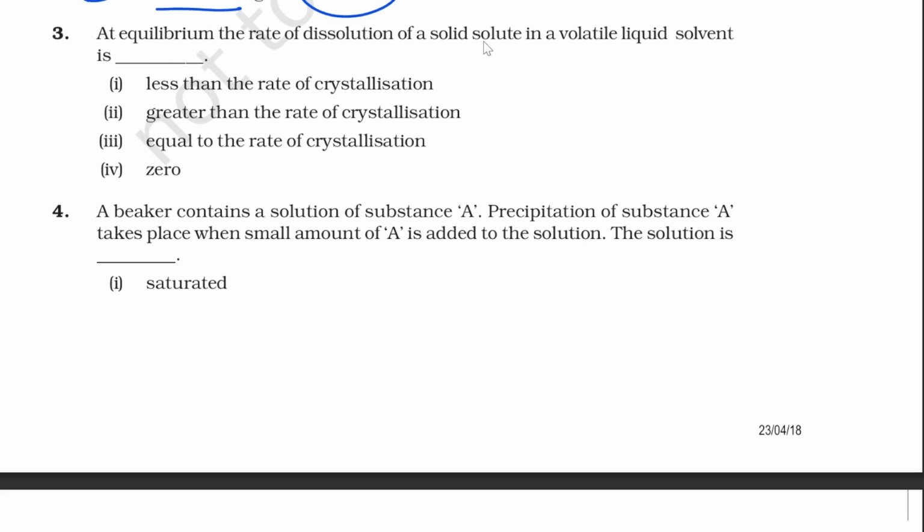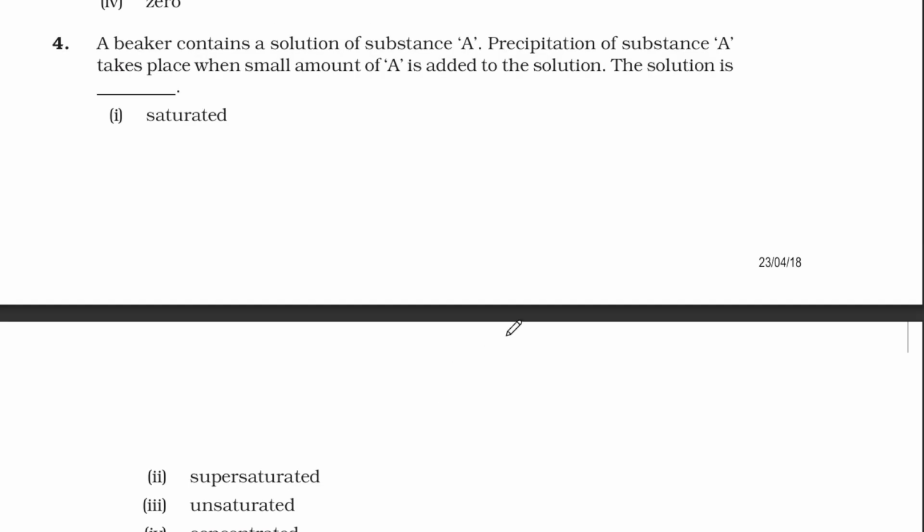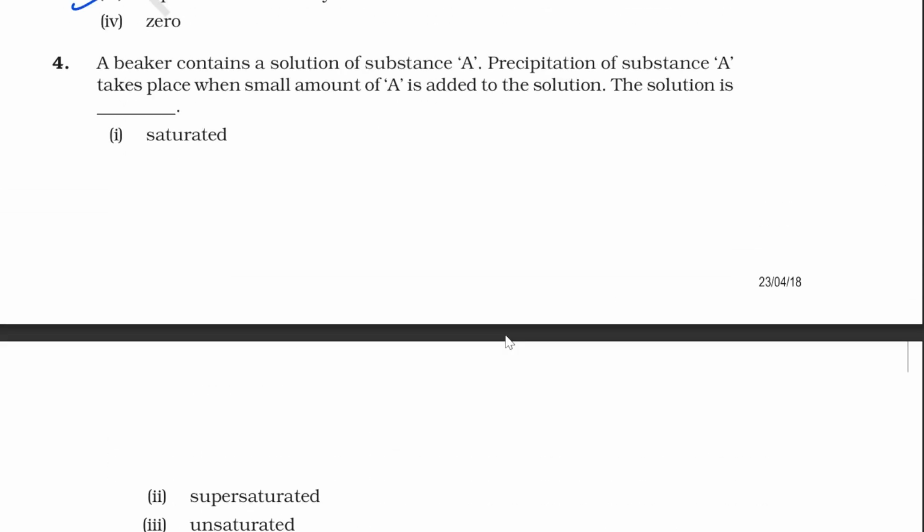At equilibrium, the rate of dissolution of solid solute in a volatile liquid solvent is. Okay, equilibrium. It should be the same, right? I don't think this is complicated. Yeah, okay. Next one. A beaker contains a solution of substance A. Precipitation of substance A takes place when small amount of A is added to the solution. Okay, this was again a definition kind of question.